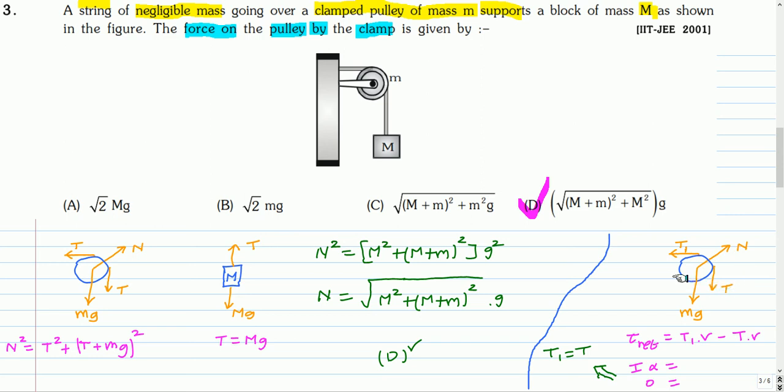So if we take the net torque acting on the pulley about this pivot point, we get T1 into R minus T into R. The normal reaction and the weight mg pass through this point about which the torque is being calculated, so the torque of these two forces will be 0. And the net torque is I into alpha, where I is the moment of inertia of the pulley. Since the pulley is at rest, alpha is 0. So that means that T1 and T are the same. So this assumption is valid.